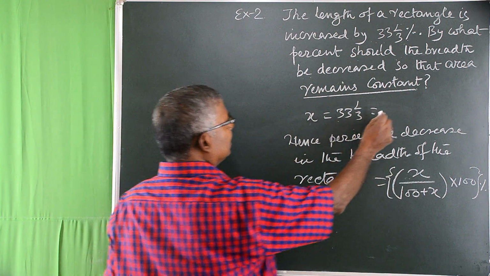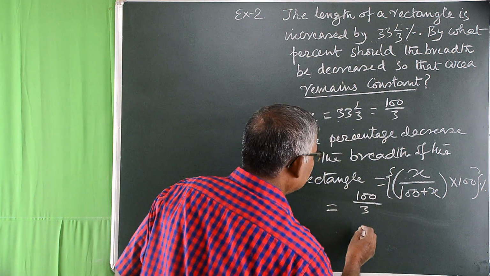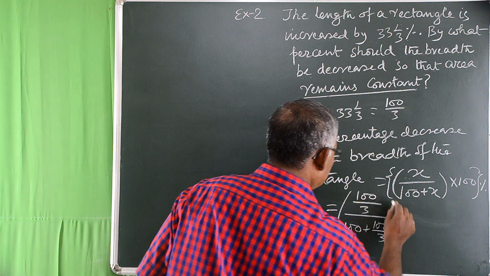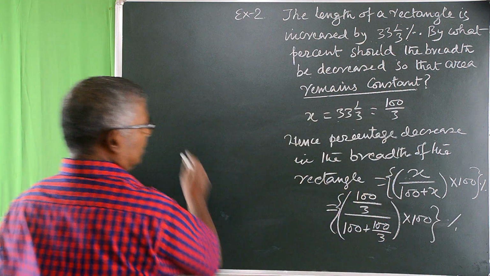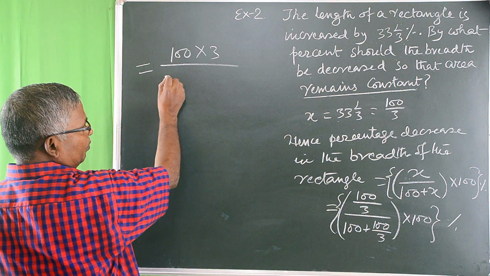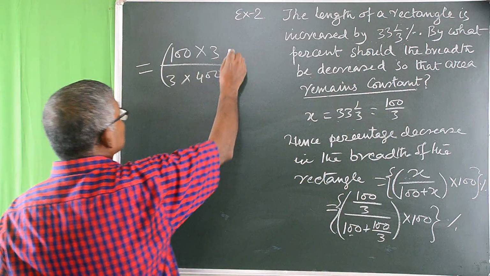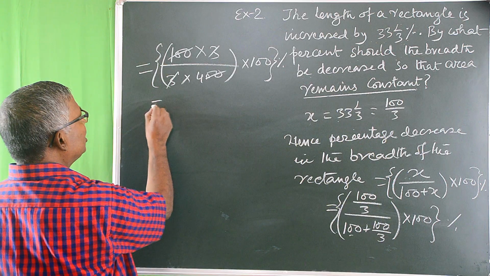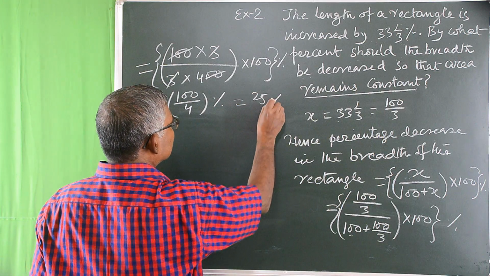That is 33 whole 1 by 3 equals 100 by 3. 100 plus 100 by 3 into 100% equals 100 into 3 by 3 into 300 plus 100, 400 into 100% equal to 100 by 4% equal to 25%.